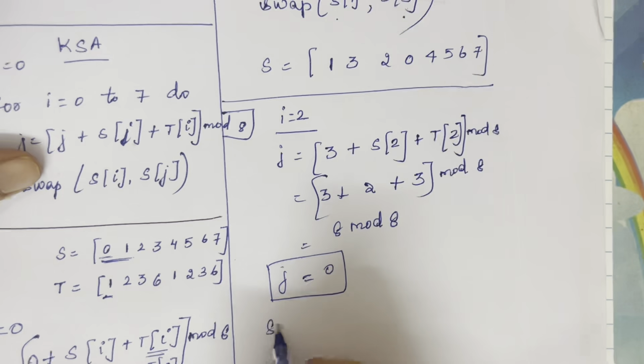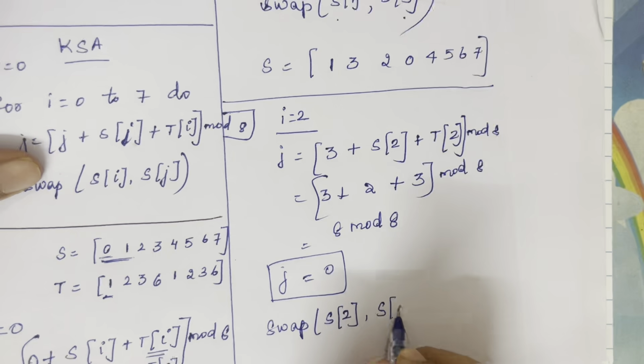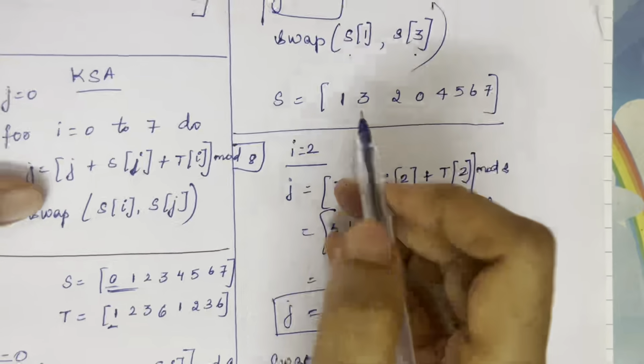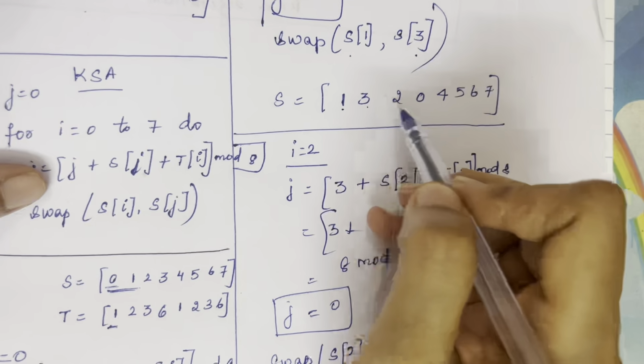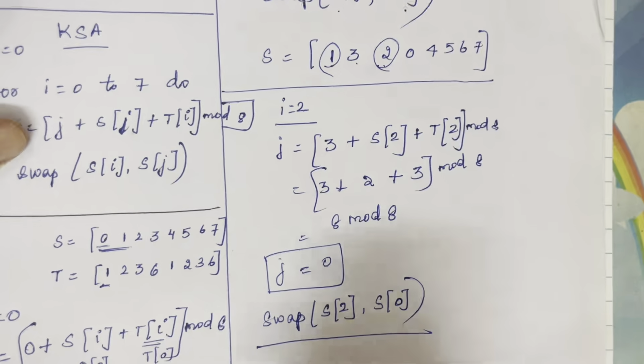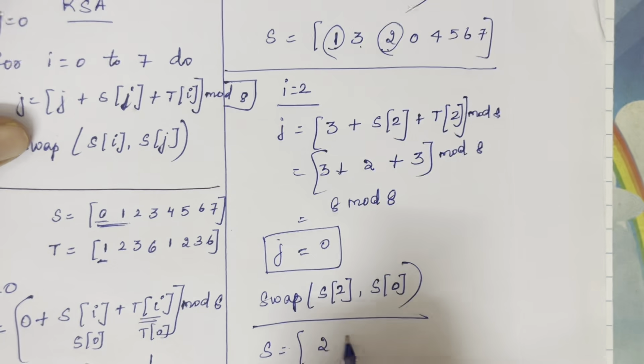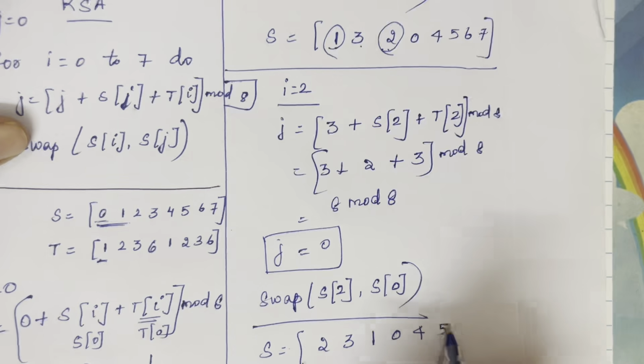Okay, now you have to swap s of I comma s of j. s of I is 2 comma s of j is 0. Okay, you swap between s of 2, 0, 1, 2, this one, and s of 0, this one. Okay, what will you get now? s will be equal to 2, 3, 1, 0, 4, 5, 6, 7. Okay, this is what you will get after I is equal to 2.